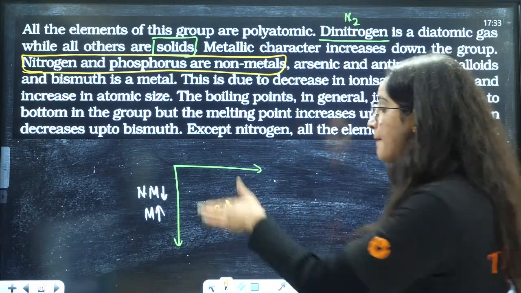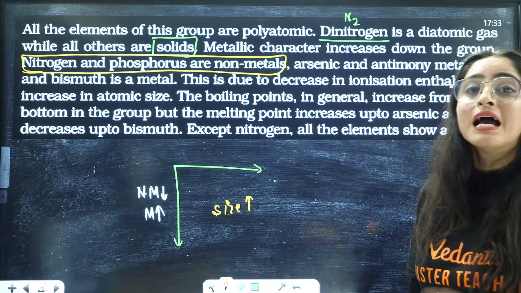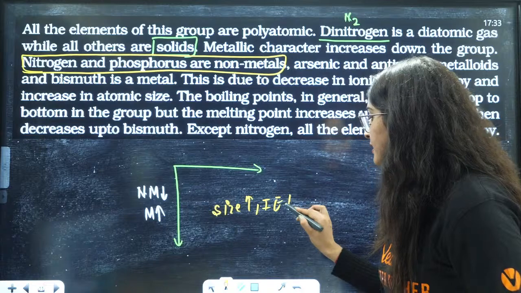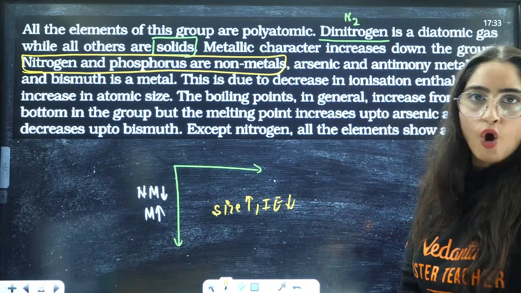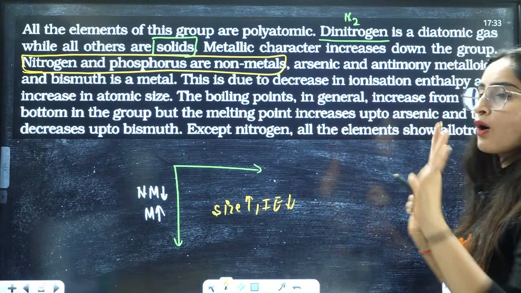That is why metallic character increases down the group, because size is increasing and ionization enthalpy is decreasing. That is the reason. So this is due to the decrease in ionization enthalpy and the increase in atomic size. The boiling point in general increases from top to bottom.